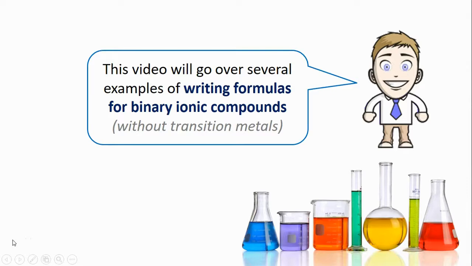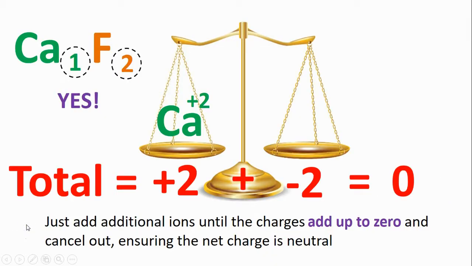In this video, I'm going to go over several examples of writing formulas for binary ionic compounds, still no transition metals. Remember from the last video that when writing ionic formulas, it's all about balancing charge. If you've got a +2 calcium ion and a -1 fluoride ion, it's going to take two of those fluorides, so they add up to a -2, balancing out to +2. This makes your final formula Ca1 for the 1 calcium, F2 for the 2 fluorides you needed.